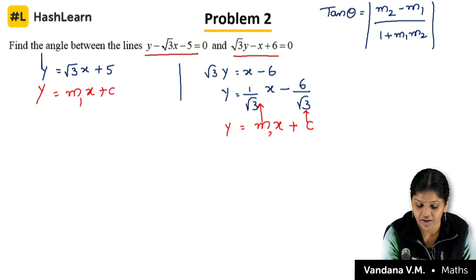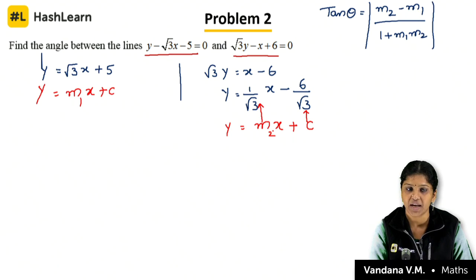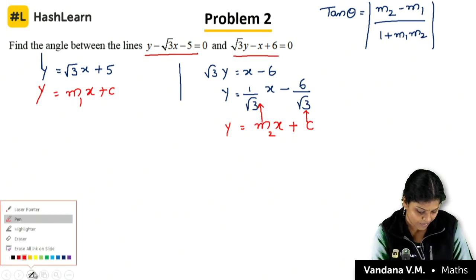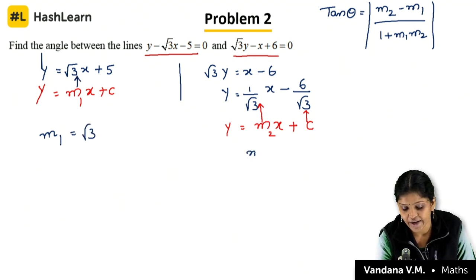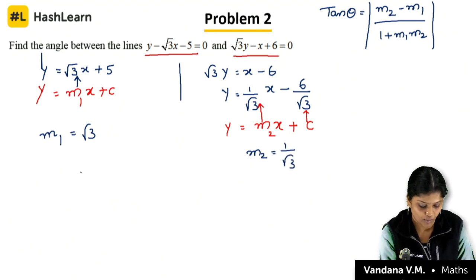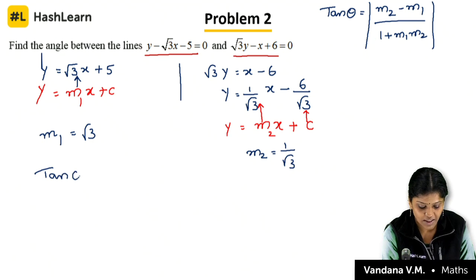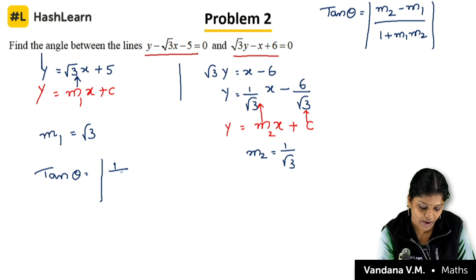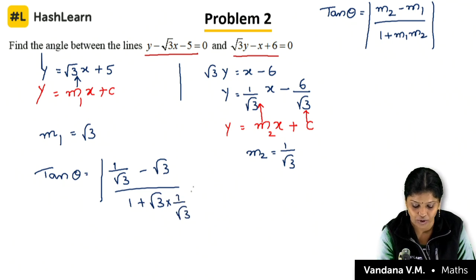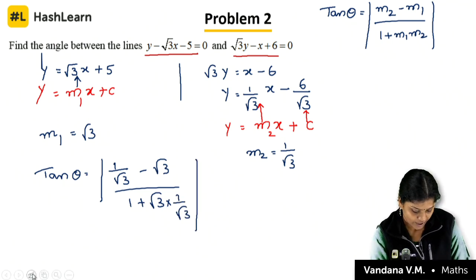For our convenience, make those as m1 and m2. Now write the values of m1 and m2. m1 is root 3. What is your m2, children? 1 by root 3. Substitute in the given formula. Tan theta is equal to modulus of (m2 minus m1), that is 1 by root 3 minus root 3, divided by 1 plus root 3 into 1 by root 3. Clear? Find out the LCM.